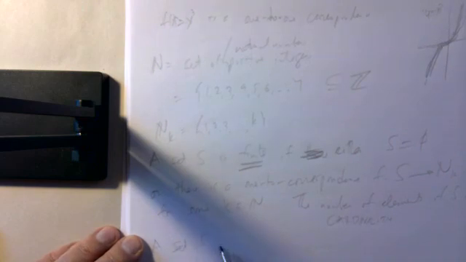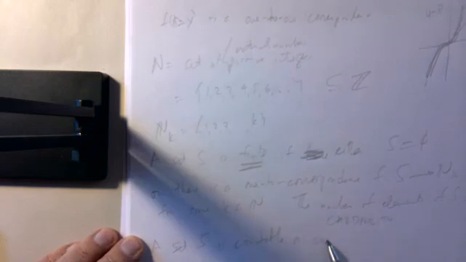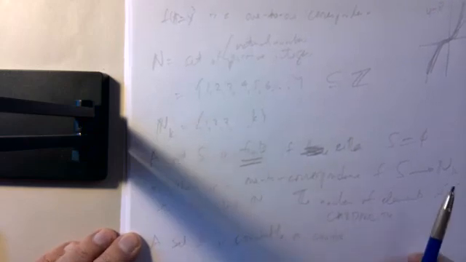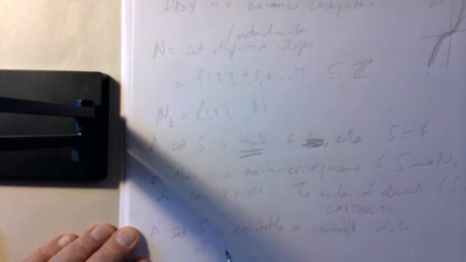And we say a set S is called countable, or sometimes countably infinite, if there's a one-to-one correspondence f from the set to the set of all positive integers.